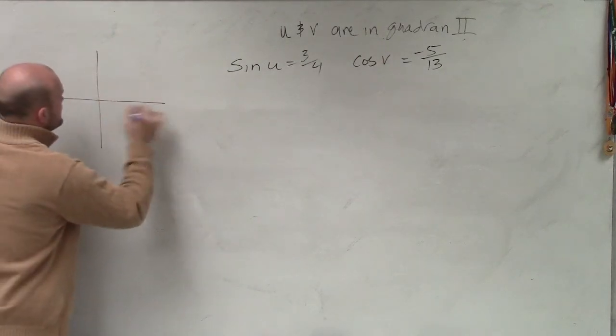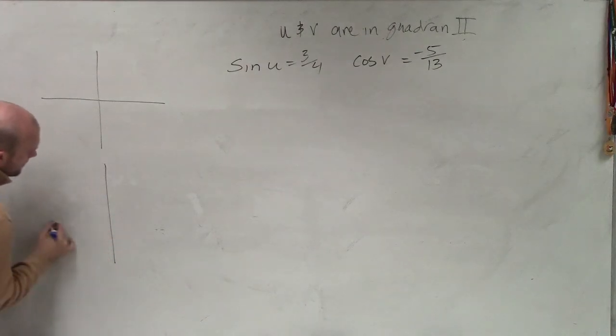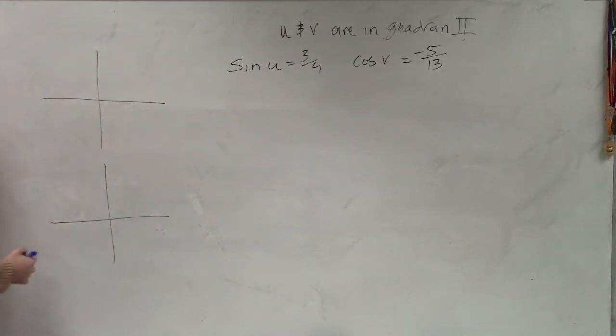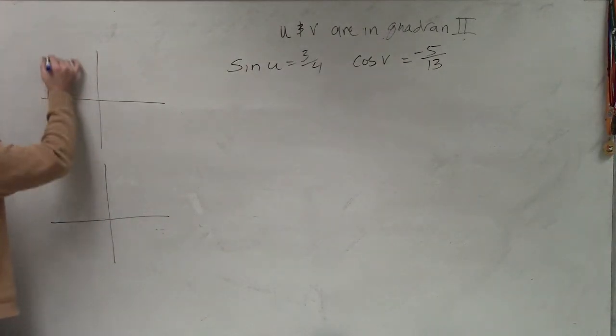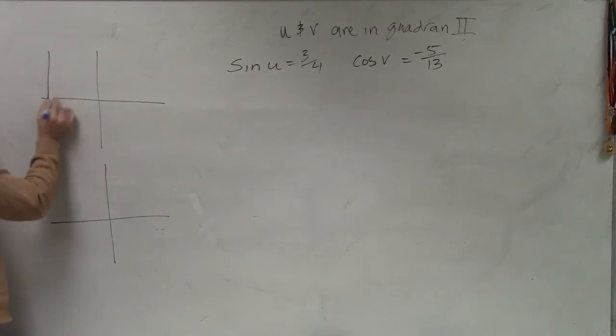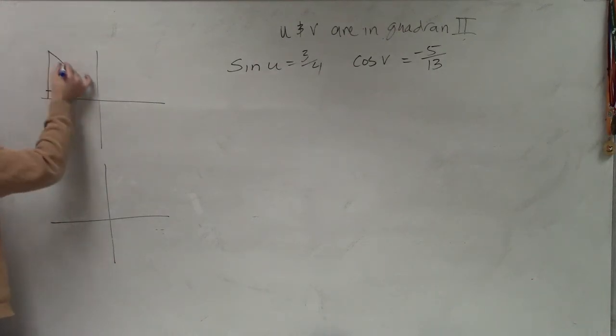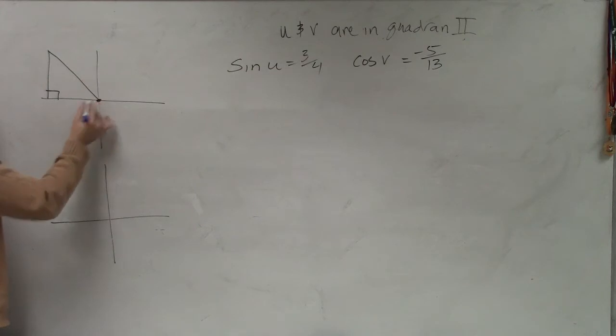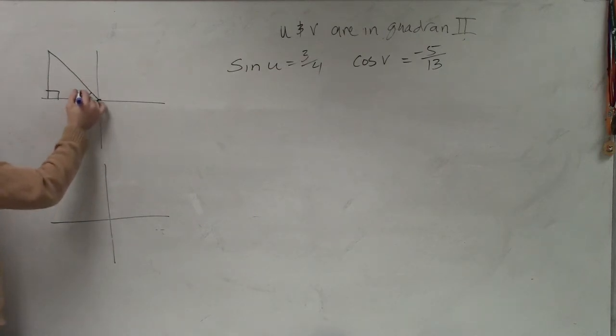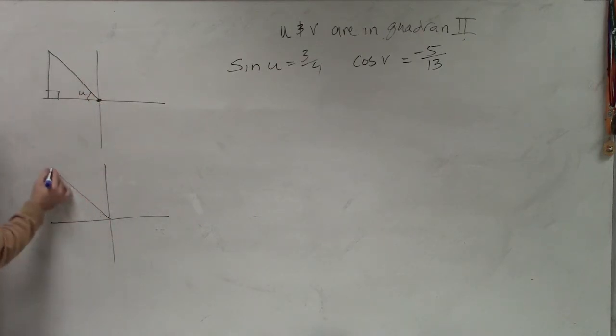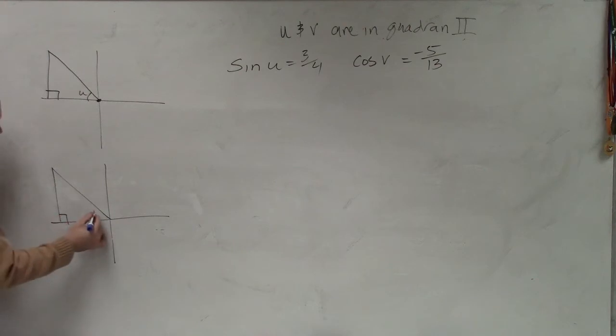Well, remember, guys, when creating your triangles, we always have them perpendicular to our x-axis, with a straight arrow to our vertex, which we call our central angle. I'll call that u, and I'll call this one v.